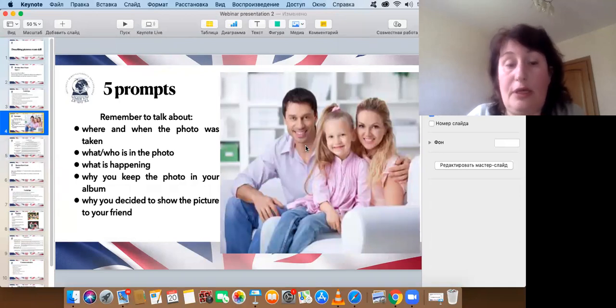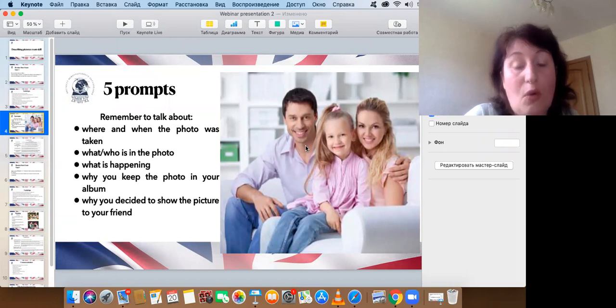But don't forget that you may say more sentences when you talk about what or who is in the photo. For example, you say that they're sitting in their living room, and they're sitting on this comfortable sofa, but don't say too much. You may use some details, but don't say too much in order to be on the safe side, or you will say more than 15 sentences.